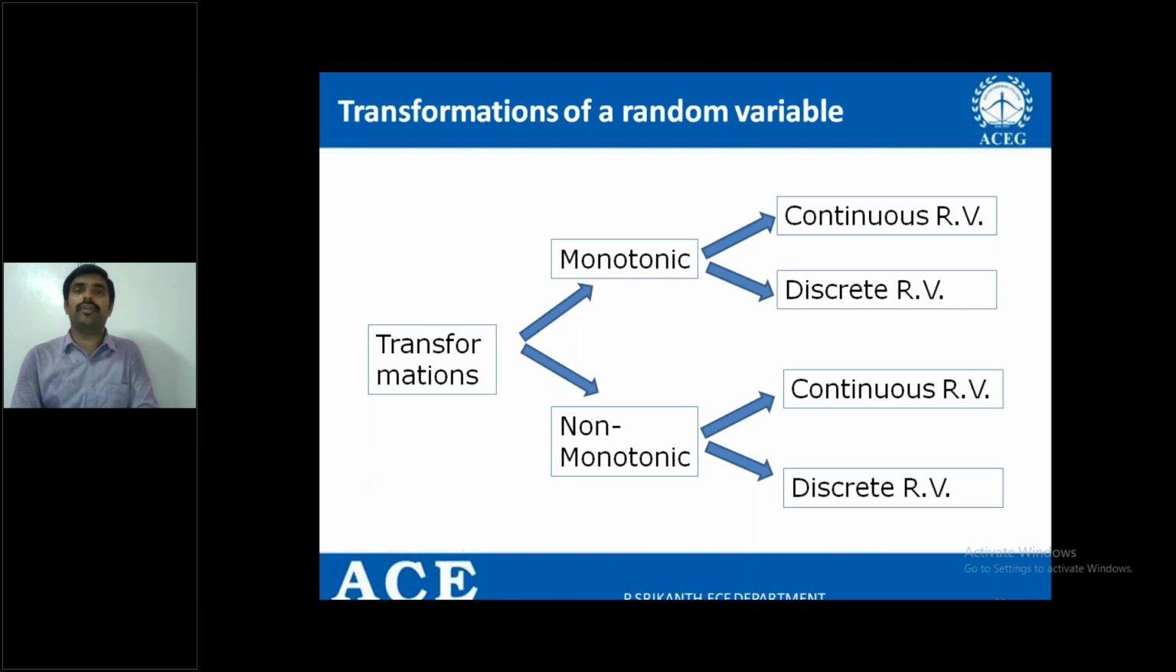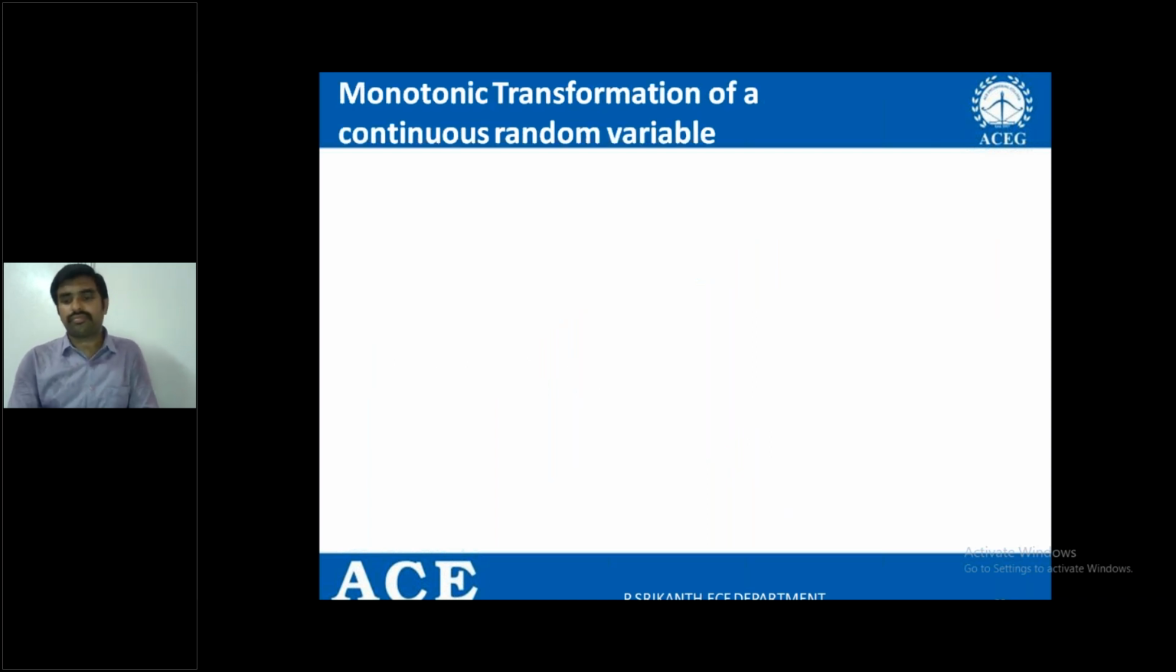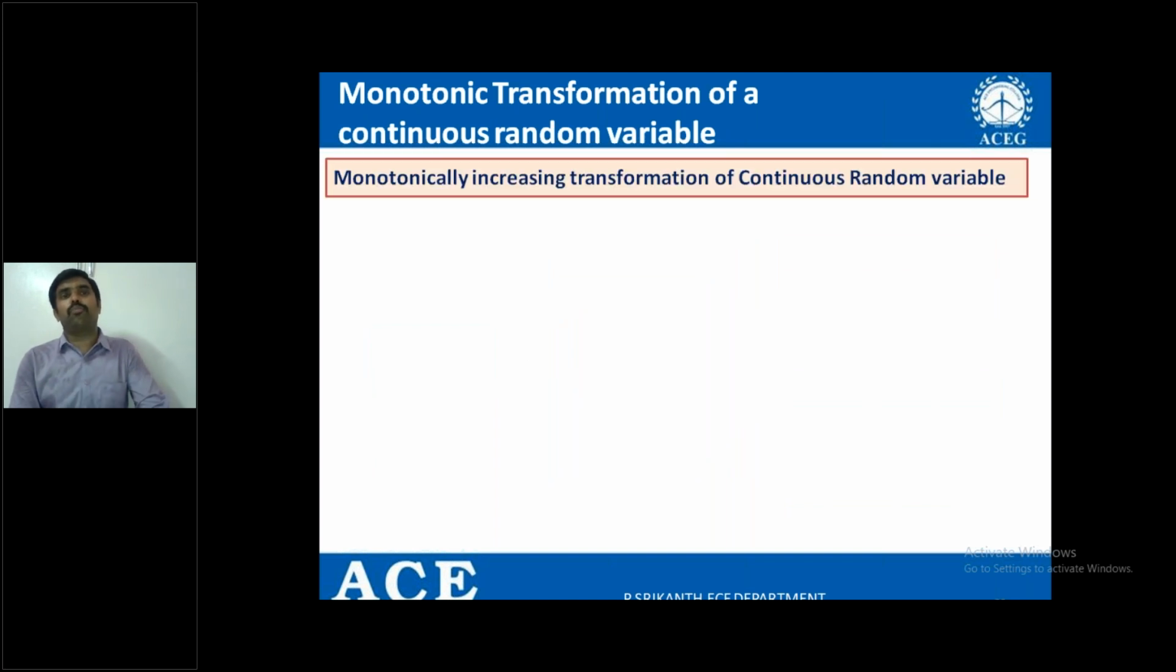Ultimately it depends on the relation between the new random variable and the existing or original random variable. So in the previous case, the new random variable is the kinetic energy E, and the existing or original random variable is V, right? So here, first let us take the monotonically increasing transformation. Again, in the monotonic case, we have increasing and decreasing. So now let us take the monotonically increasing transformation of a continuous random variable.